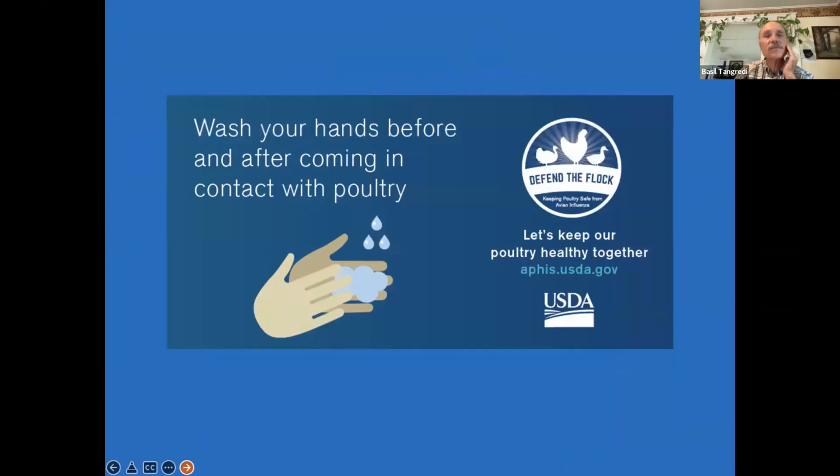So wash your hands before and after coming in contact with poultry, any birds. Washing hands is just soap and water. It doesn't have to be anything caustic. Statistics and studies have shown that just good old-fashioned soap and water and spending a few minutes scrubbing your hands is just as good as any disinfectant. In fact, triclosan and some of these disinfectants actually encourage antibiotic resistance. So you're better off going with just good old-fashioned soap and water.